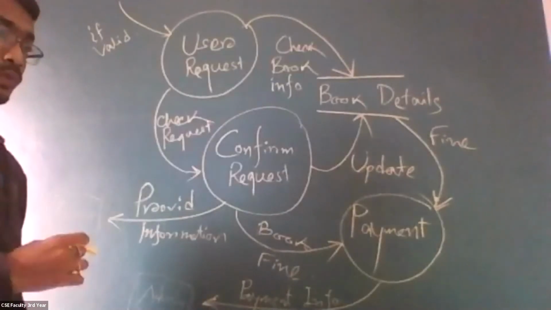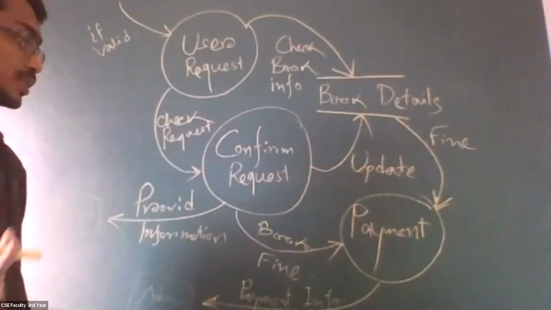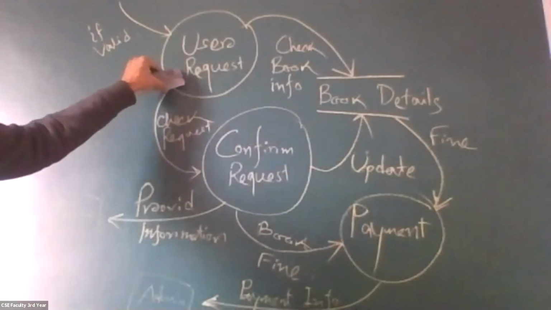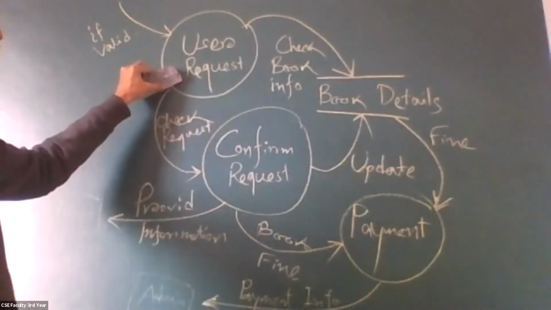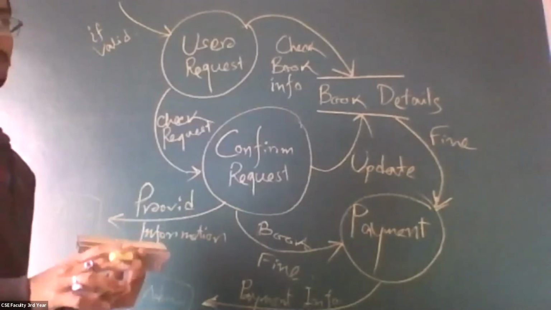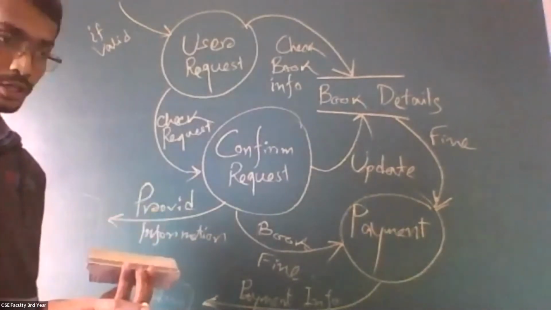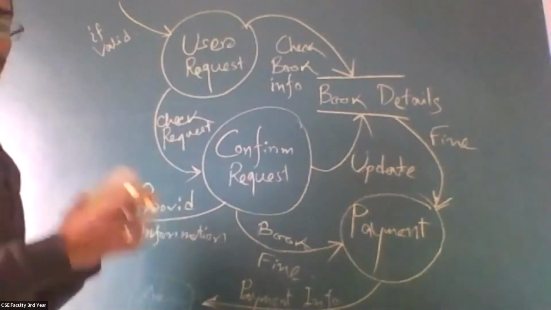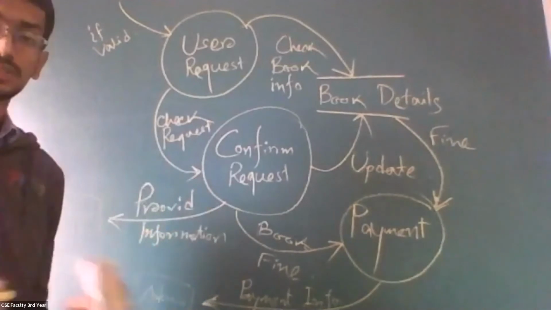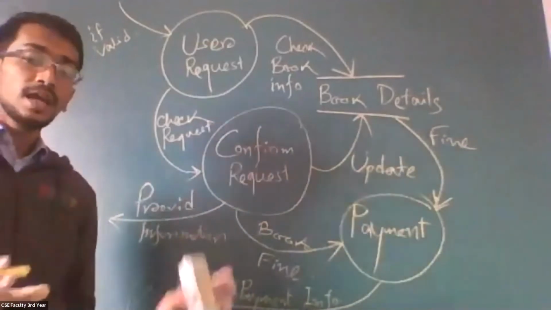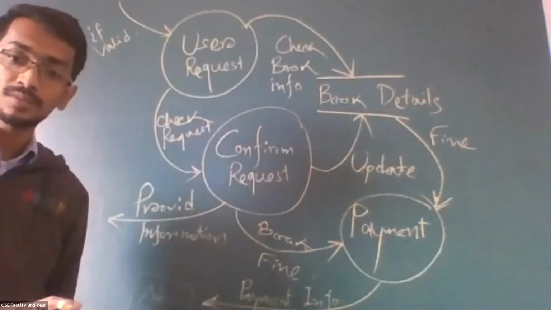Then draw the level 1 diagram, and now I'm telling you that suppose this user request, we have three kinds of request. One is return request, another one is issue request, another one is renewal request. Now in the level 2 diagram, we will expand the user request into three sub processes. Okay, and based on the sub processes, if we need any databases, then we will add the database.